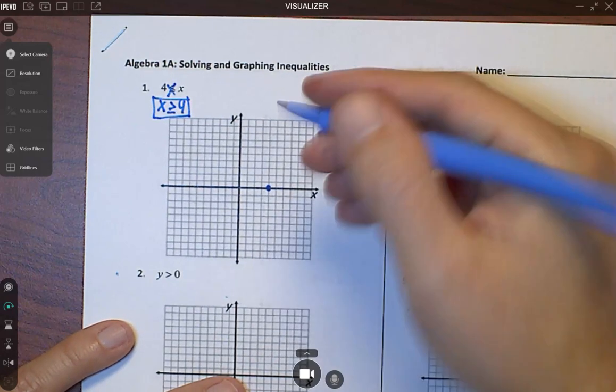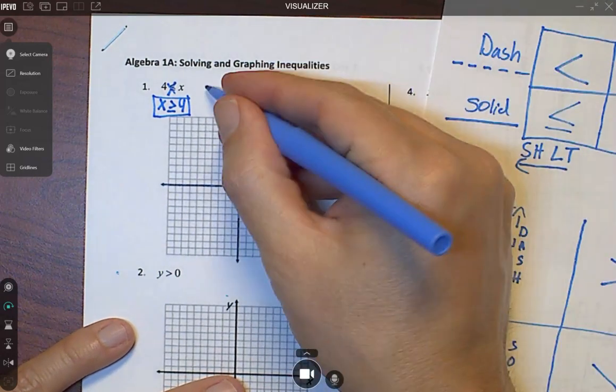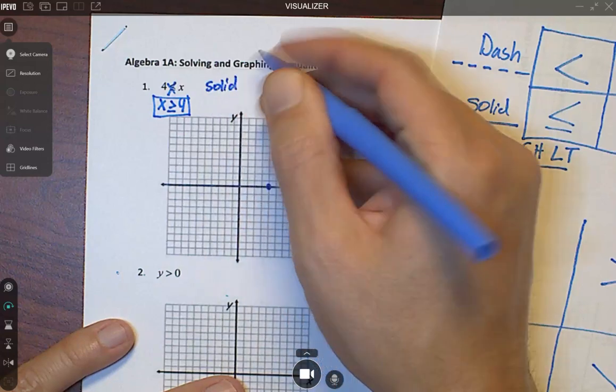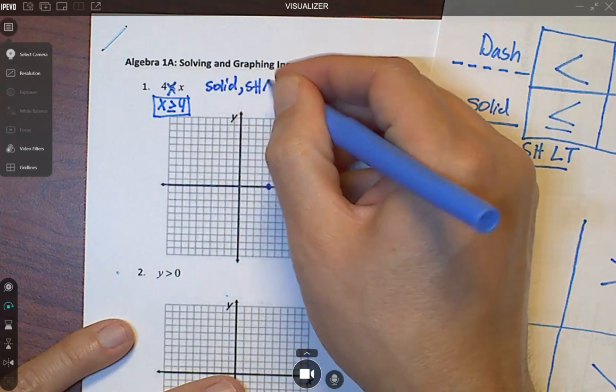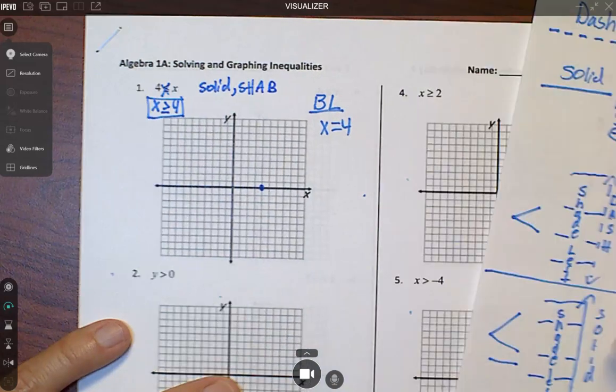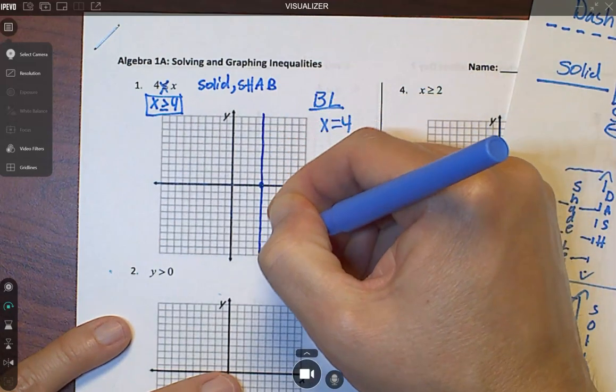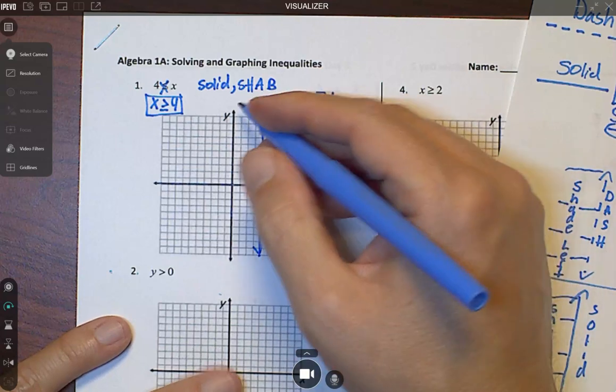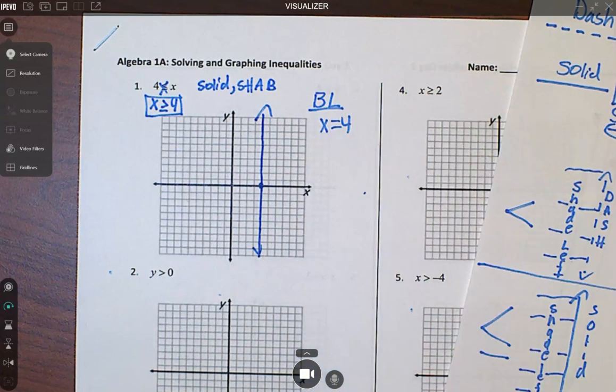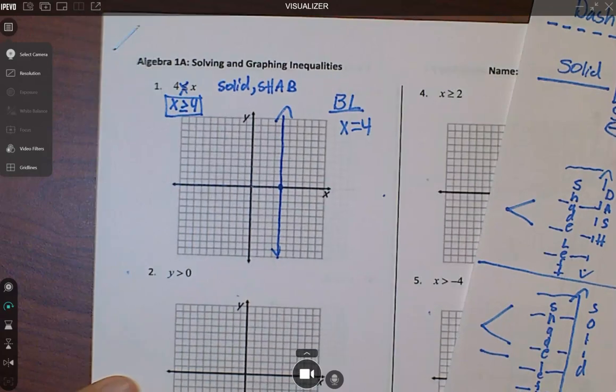So it's going to be vertical. It's going to be solid, greater than, shade above. So solid line. I got a pencil to do my shading. Okay, we want to go where the X's are greater than 4.